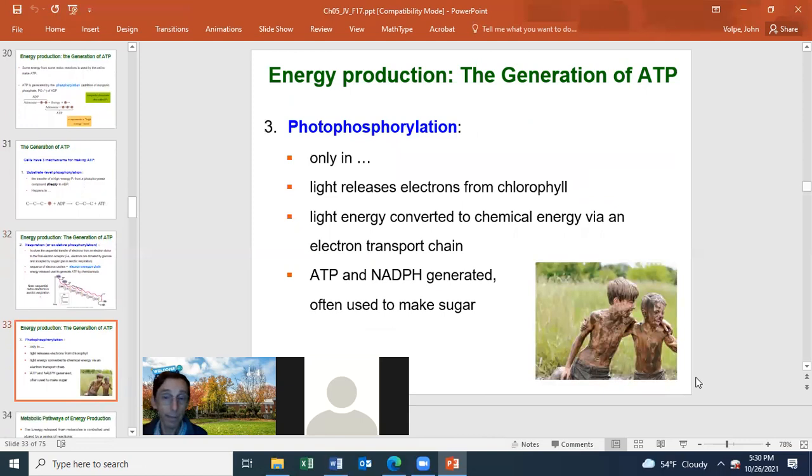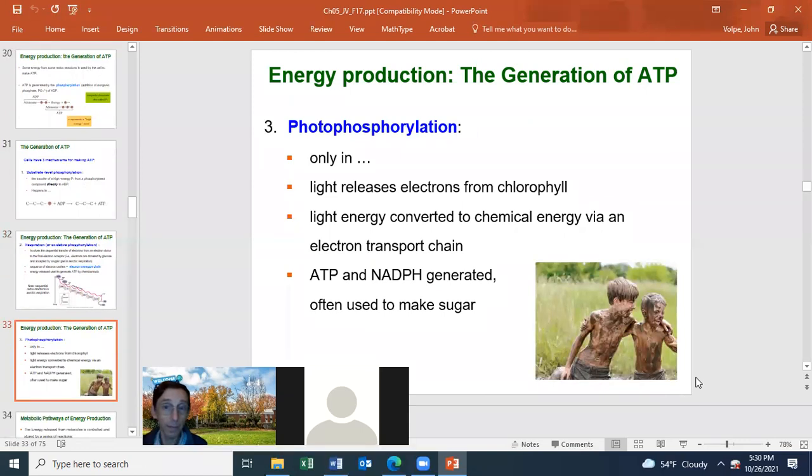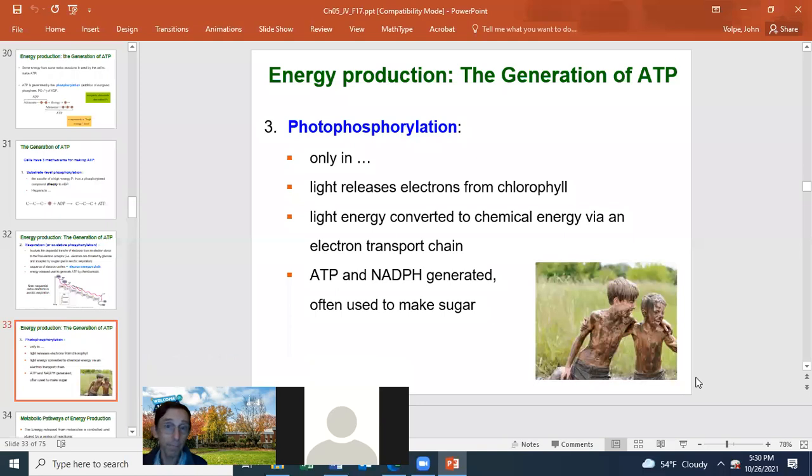The third way that cells can generate ATP is by photophosphorylation. And only photosynthetic organisms can perform photophosphorylation. You can call it photosynthesis if you wish. It's only in photosynthetic organisms like green plants, but also green bacteria.